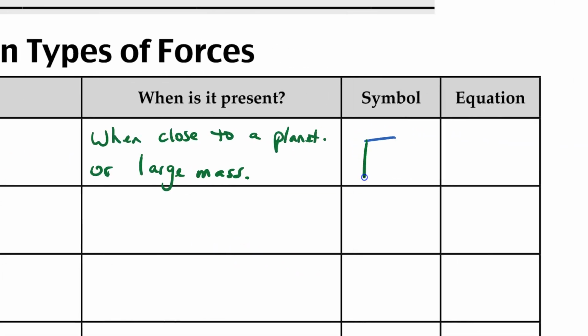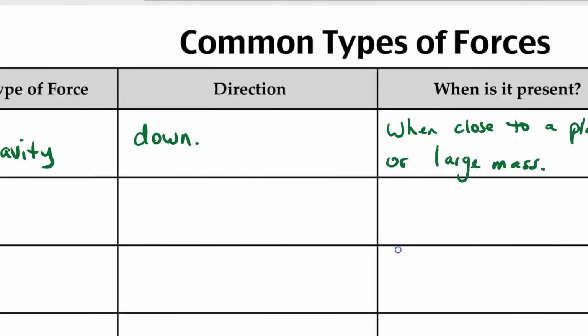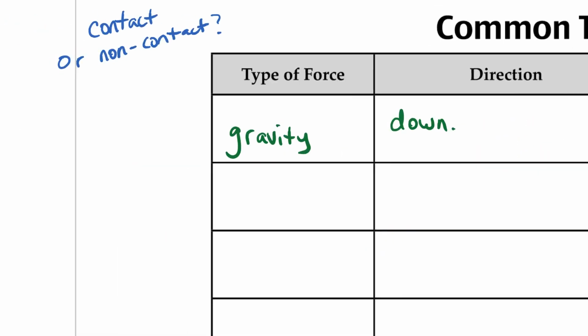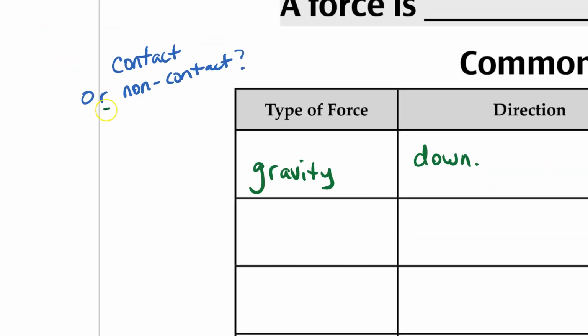What symbol are we using? We're using F. We're going to use F for all the forces, and then the subscript will be G. The equation we're going to do later. And I really should have had another part in this table. Up off to the side, we're going to say, is it a contact force or is it a non-contact force? In other words, do the objects need to be touching? And in fact, what are the objects?